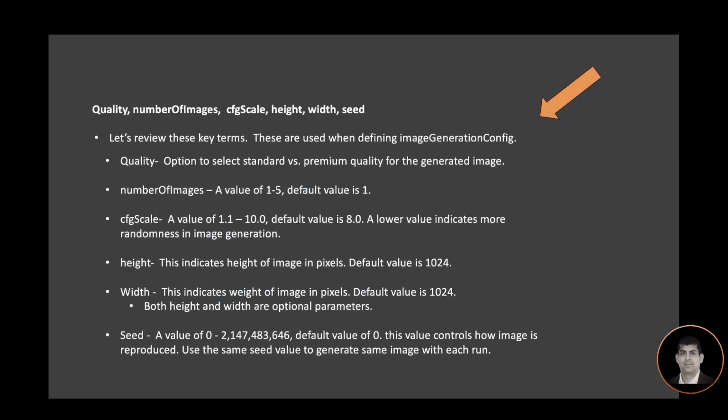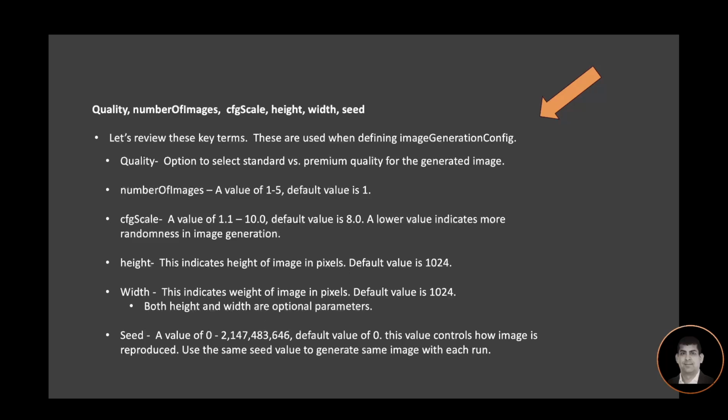Let's look at a few key terms. These are used when defining the image generation config, which is one of the parameters that we need to pass when invoking the Bedrock API. So let's look at quality. There are two options to select from: standard versus premium quality for the generated image. There is number of images. It can be a value between 1 to 5. Default value is 1. CFG scale is a value ranging from 1.1 through 10.0. Default value is 8.0. A lower value indicates more randomness in image generation.